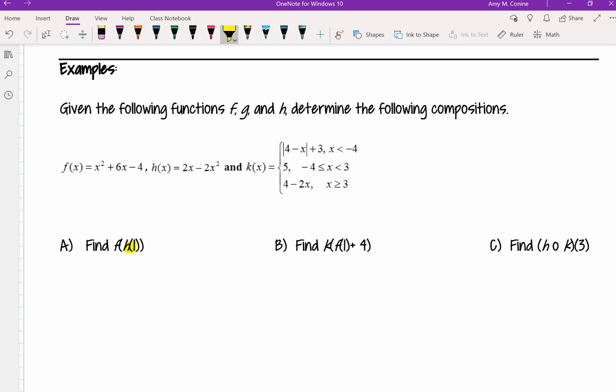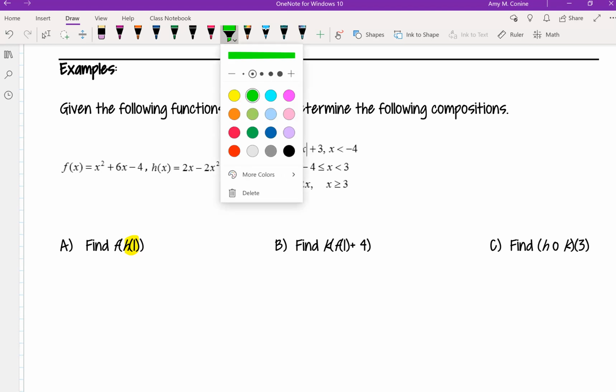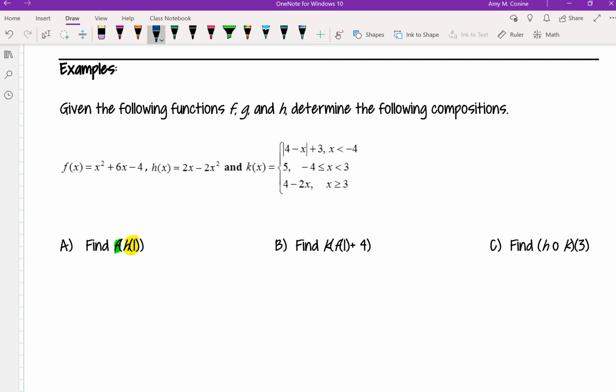So for A, we have h of 1 on the inside, and then f of whatever that is on the outside. So what that means is we're going to take our h function, h of 1, and plug in 1 wherever we see an x, and then simplify. So we have 2 minus 2, which happens to equal 0. So when you input 1, you get an output of 0.